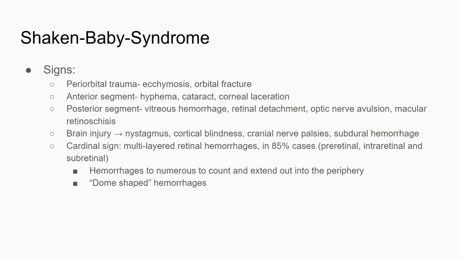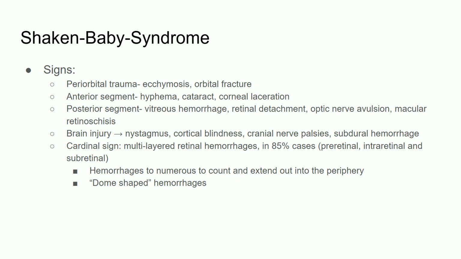Signs, starting at the front, you can have periorbital trauma leading to ecchymosis, orbital fractures, anterior segment hyphema, cataract, corneal laceration, posterior segment vitreous hemorrhage, retinal detachment, optic nerve avulsion, macular retinoschisis. The brain injuries can lead to nystagmus, cortical blindness, cranial nerve palsy, subdural hemorrhage.